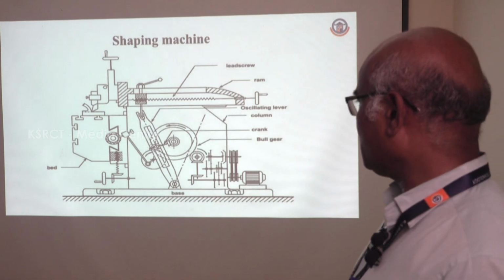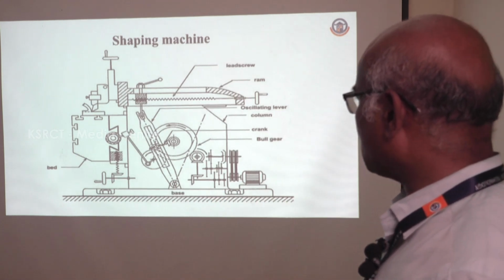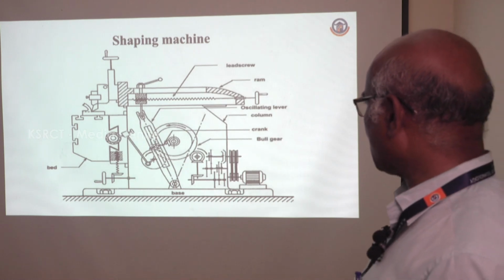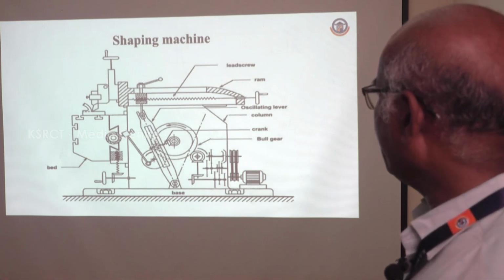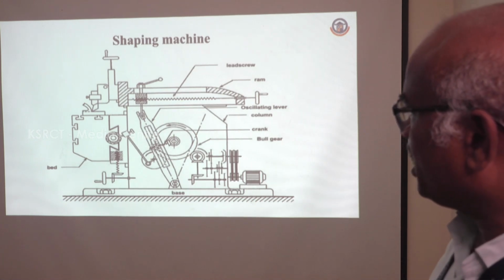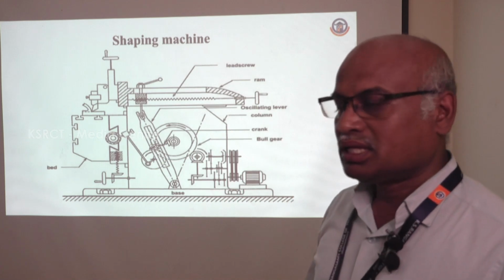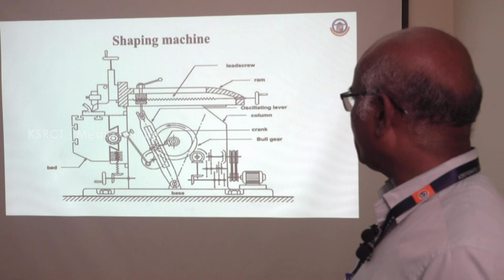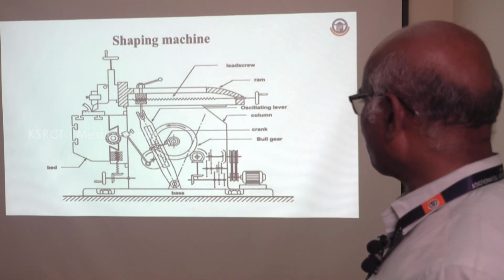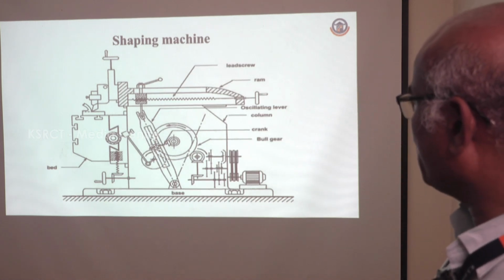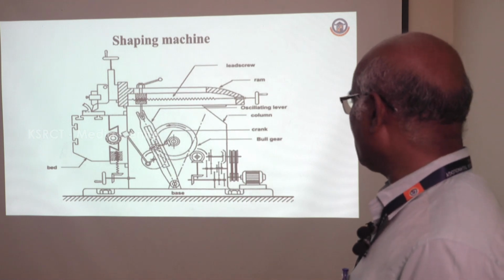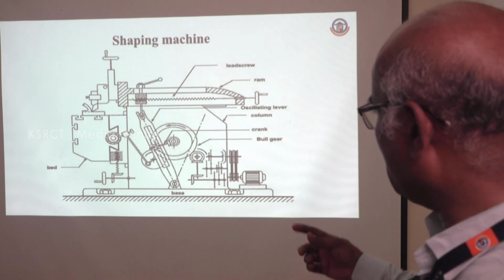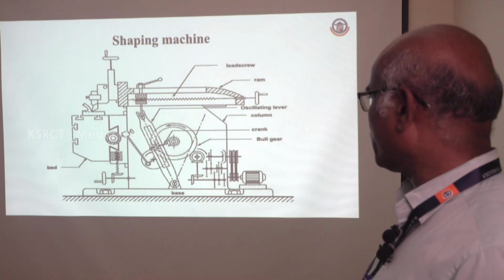The construction of this shaping machine consists of the base, bull gear, crank, column, lead screw, ram, tool head, table and beds. They are the main parts. And the main portion is the column portion, the crank and bull gear, the pinion wheel and the motor. This is the construction.